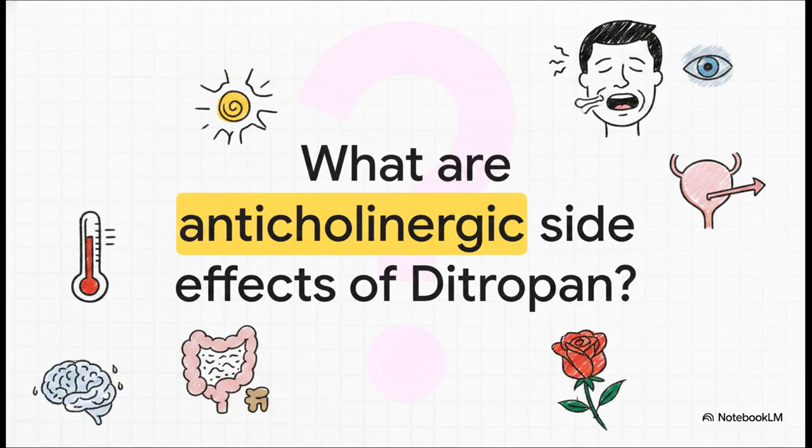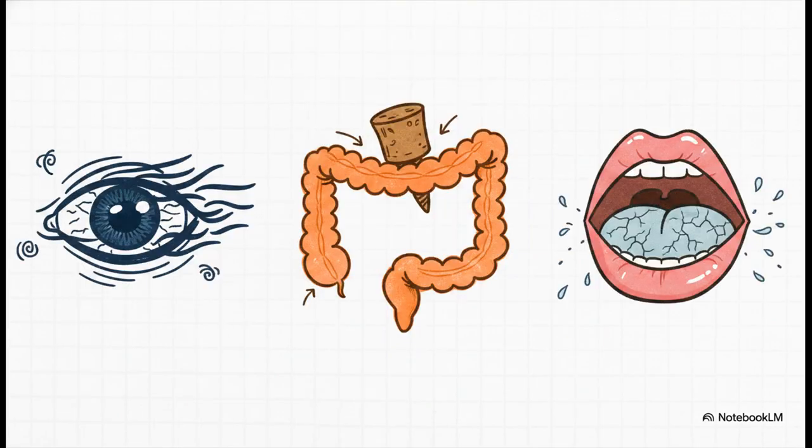To wrap up this explainer, I want to throw a quick challenge your way just to test your immediate recall of what we literally just covered. So we know ditropan is an antispasmodic, but what are the classic anticholinergic side effects of taking a drug like ditropan? Do you remember the little rhyme? If you were thinking, can't see, can't poop, can't spit, you nailed it. These drugs dry you out, causing blurred vision, constipation, and dry mouth.